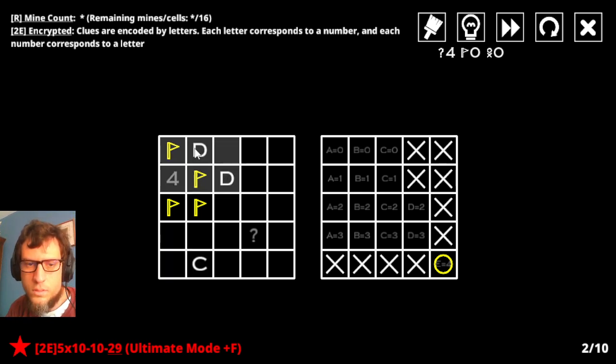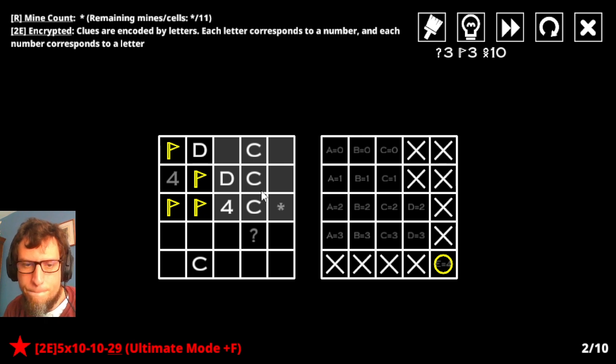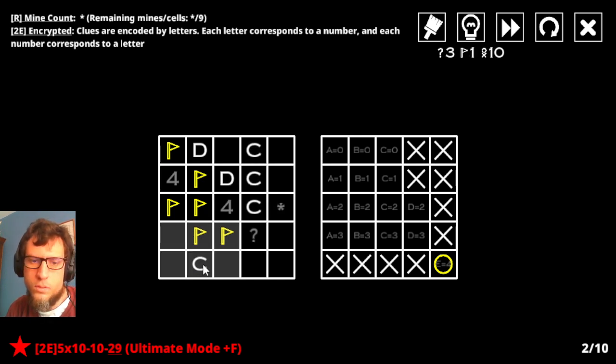Okay, this D has 2 already. If it has a third, it would give this one a third, so none of these can be mines. Okay. That can't be. This is a 4. Oh, hello. C must be at least 2. This already has 1.